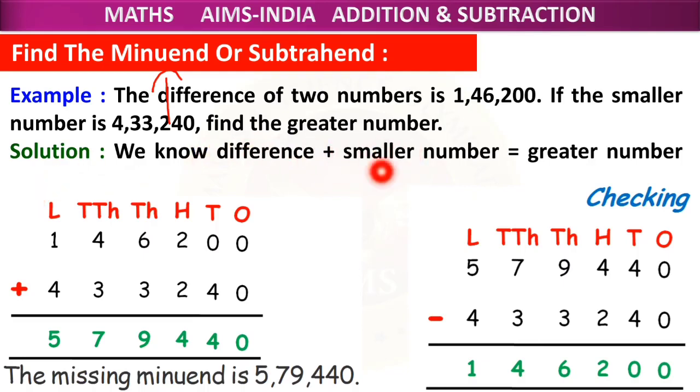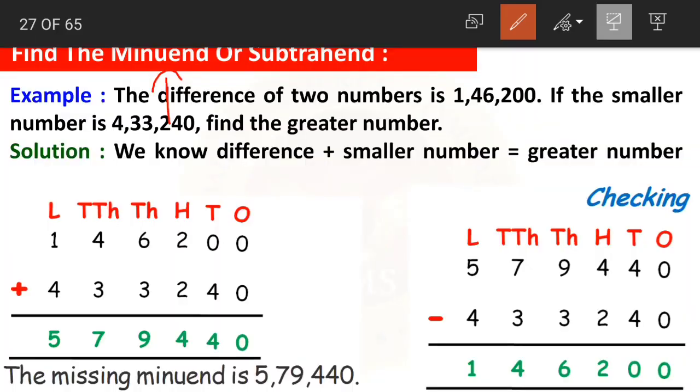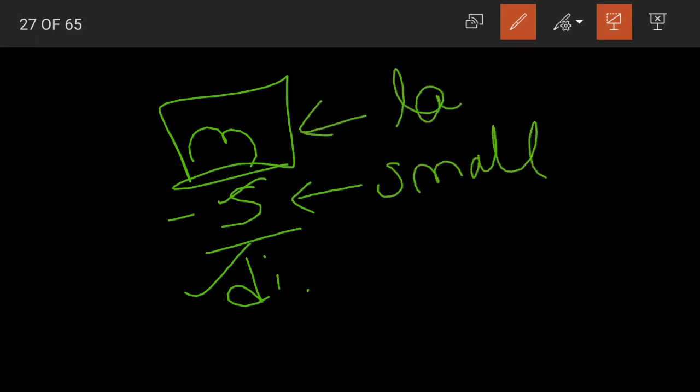Now, what is the question? Normally, what do we have, children? We have the minuend and subtrahend. When we subtract, we get the difference. But in this question, we are given the smaller number and the difference. We need to find out the larger number. Smaller number means the subtrahend, right? And minuend is our larger number.